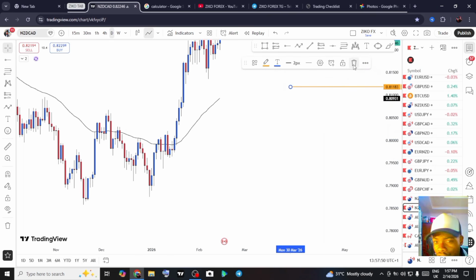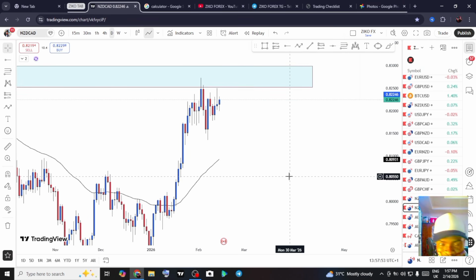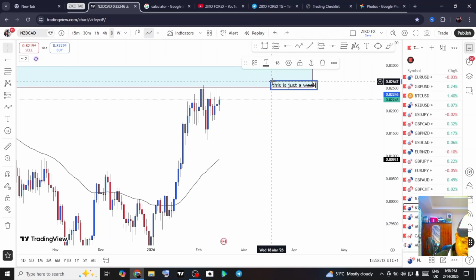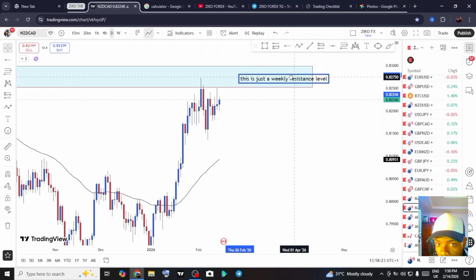rejecting from weekly area of interest, what do we do? We play it safe. We try to play it safe because right now this area of interest is not a valid area of interest. In fact, we need to write that shape, bro, so that this is just a weekly resistance level, right? This is just a weekly resistance level, not a valid area of interest.